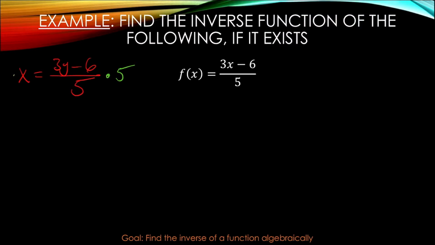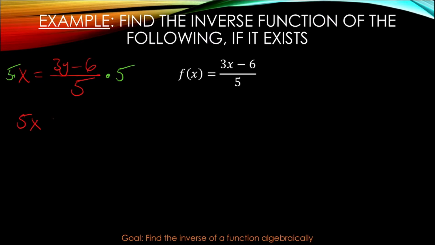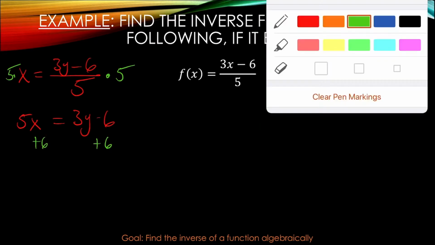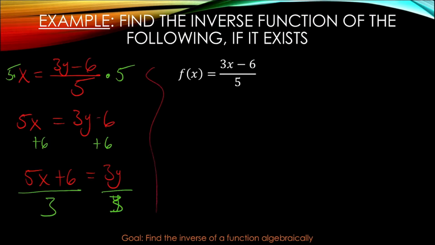We're going to multiply both sides by 5. I get 5x equals 3y minus 6. We're going to add 6 to both of these. So we get 5x plus 6 equals 3y. Next, 3 is being multiplied by y, so I'm going to divide by 3, not by y. And I get 5x plus 6 divided by 3 equals y.